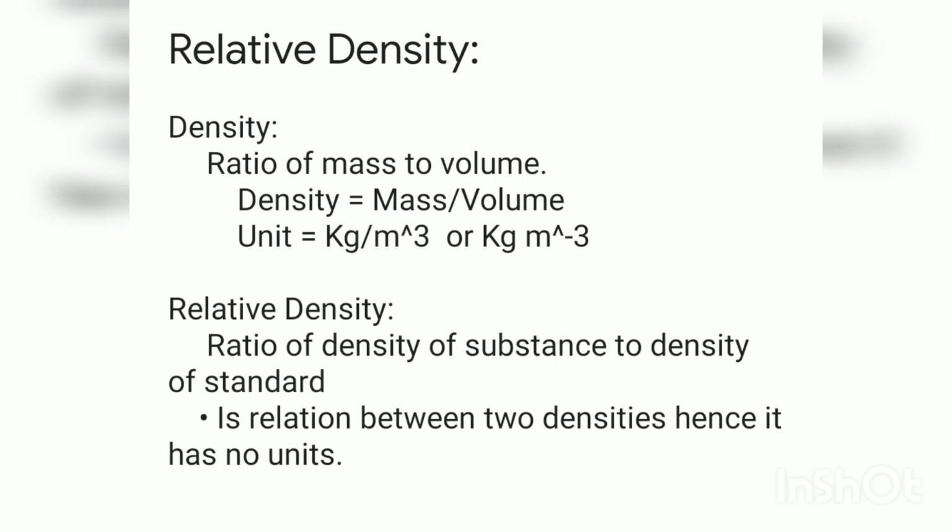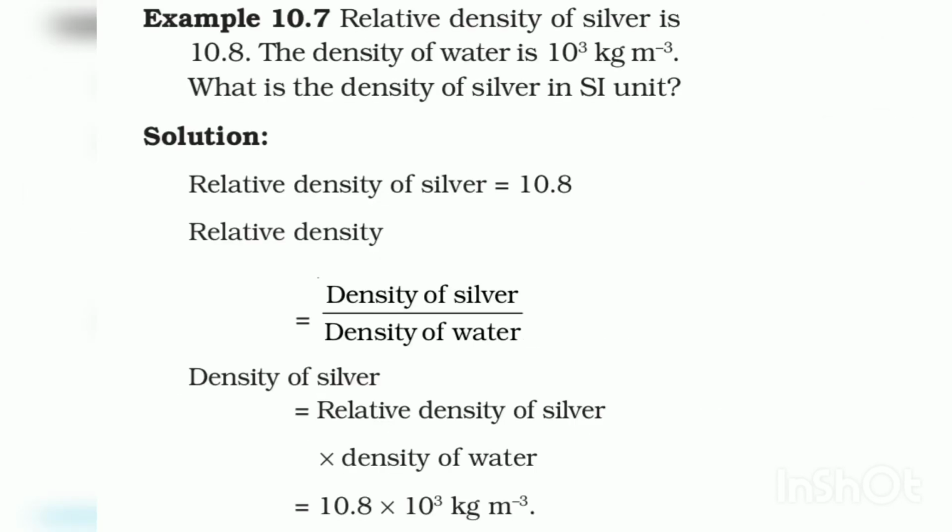It is very easy to understand if we look at an example. Assume that we immerse an object into water contained in a beaker. Now we can calculate the relative density by finding the ratio of the density of the object to the density of the water. Now let's look at a problem related to relative density. The relative density of silver is given as 10.8 and the density of water we know is 10 to the power 3 kilogram per meter cube. They are asking us to find the density of silver in SI units.